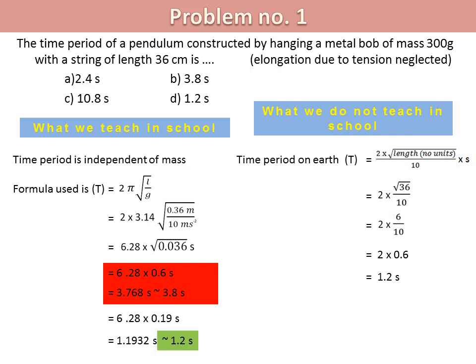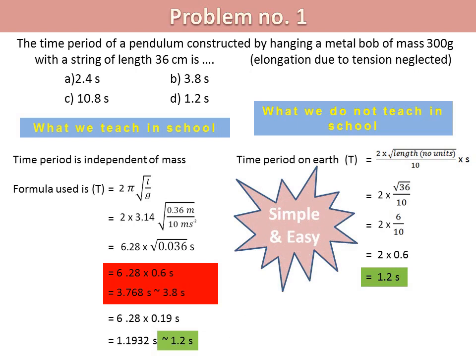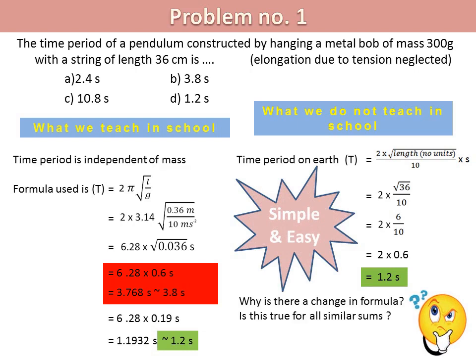So he has got the answer already. So he doesn't have any chance of getting it wrong. And this answer is the same as he got after so many calculations. This seems to be simple and easy, but many teachers would ask, why is there a change in formula? Is this true for all similar sums, or is this just a trick?